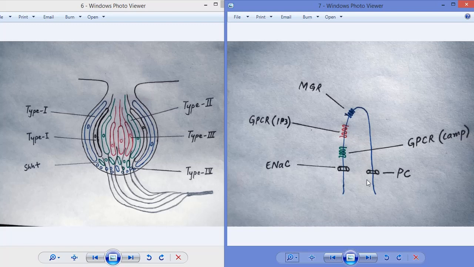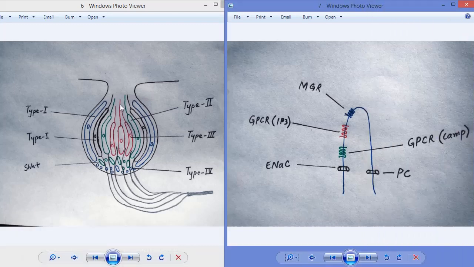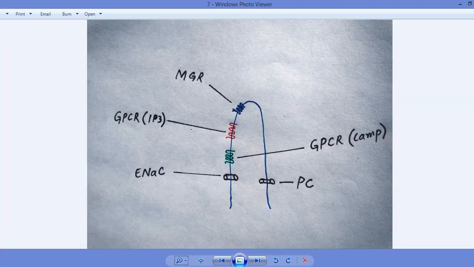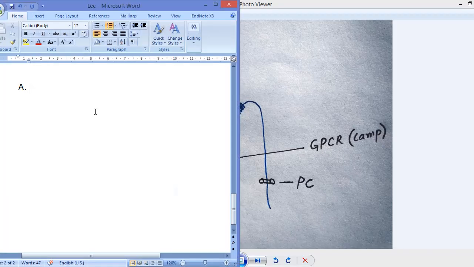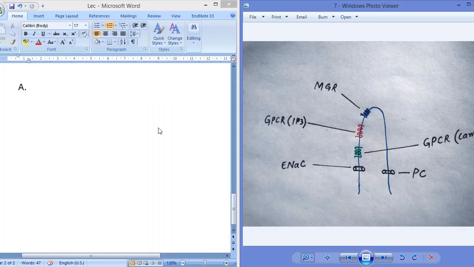So the proton channel is present in the type 3 cell, and that is responsible for the detection of sour taste. Now I'm going to tell you the threshold of these taste receptors. The threshold for the sweet taste and for the salty taste is very low. Threshold for the taste means below how much concentration these receptors will not be able to get the action potential, or to make the action potential, or to be stimulated.